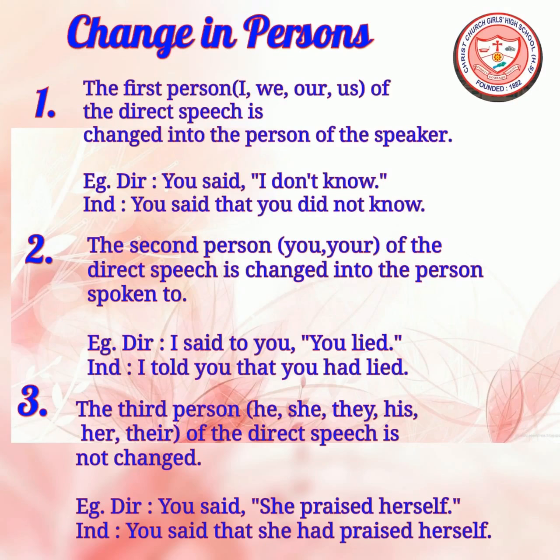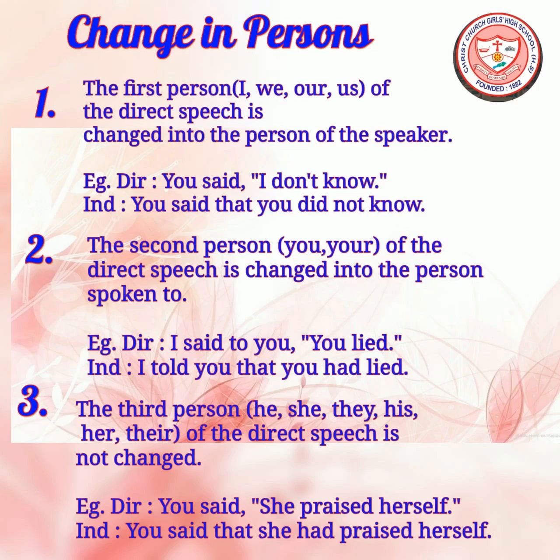Rule number two: the second person, that is you and your, of the direct speech is changed into the person spoken to. For example, direct speech, "I said to you, you lied." Indirect speech, "I told you that you had lied."